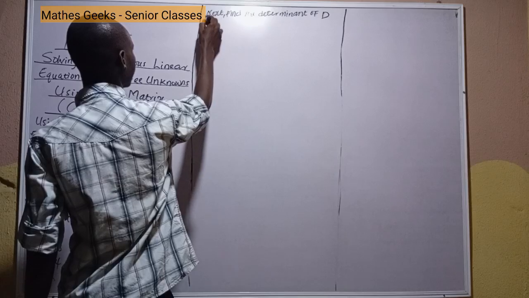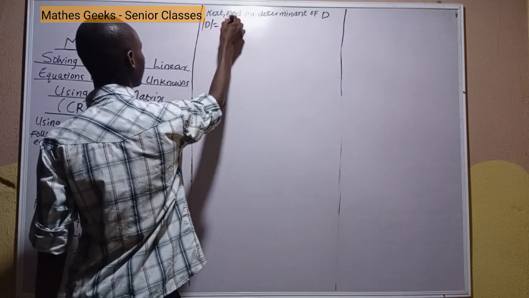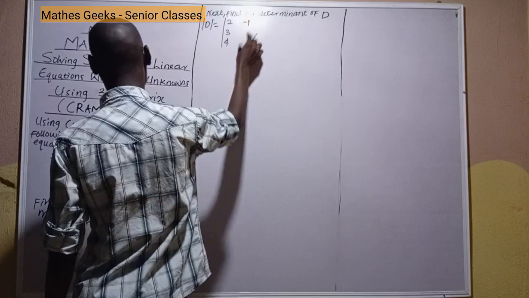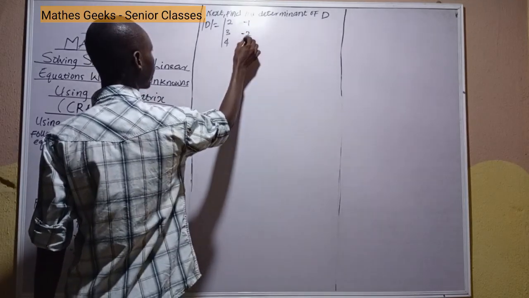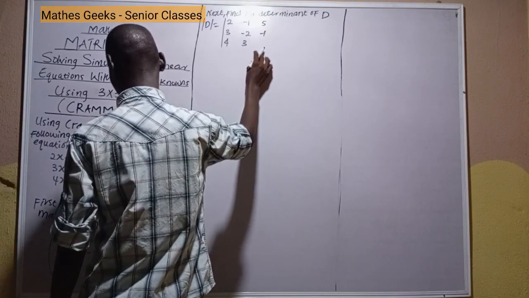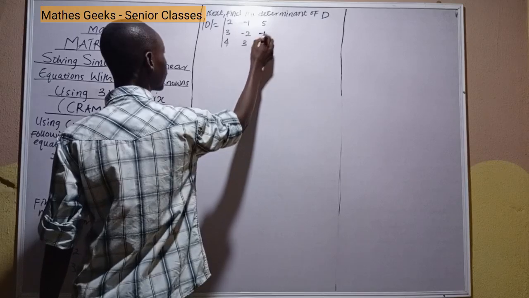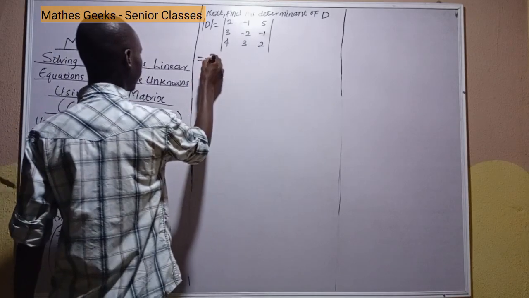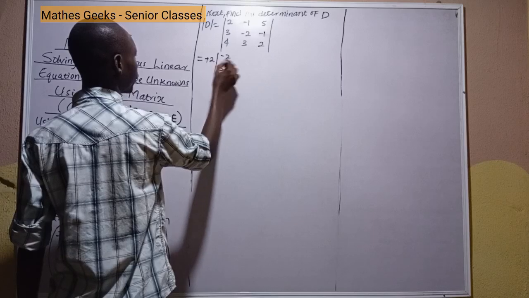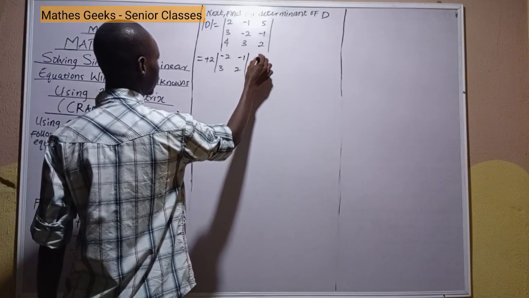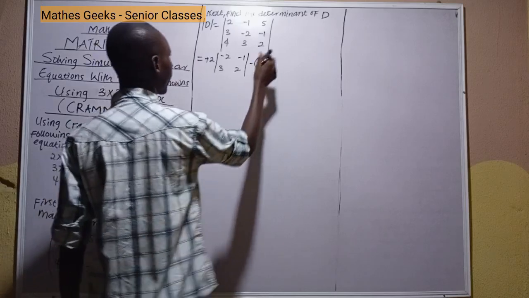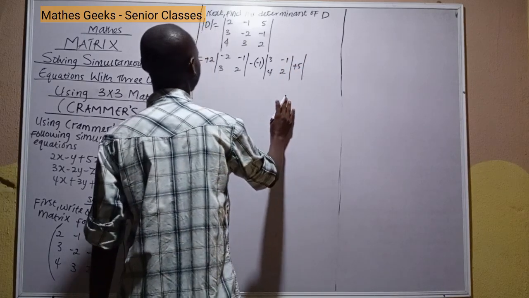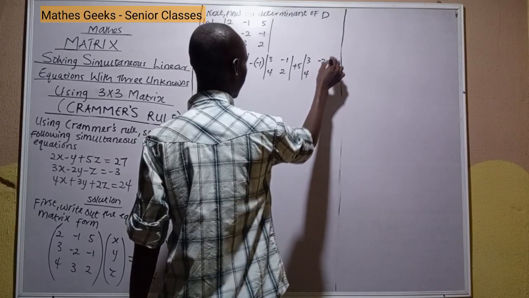We need to have the determinant of D equals 2, 3, 4, minus 1, minus 2, 3, 5, minus 1, 2. Expanding along the first row: 2 times the determinant of minus 2, 3, minus 1, 2, minus 3 times the determinant of minus 1, 3, 5, 2, plus 4 times the determinant of minus 1, minus 2, 5, minus 1.